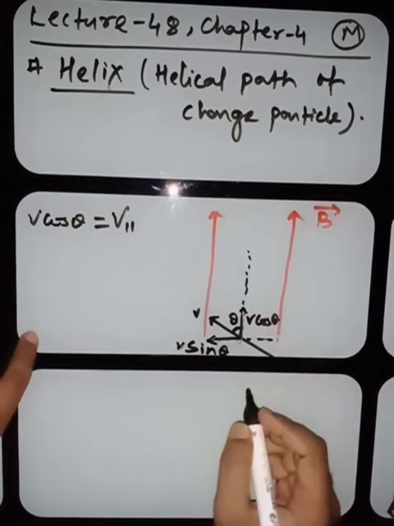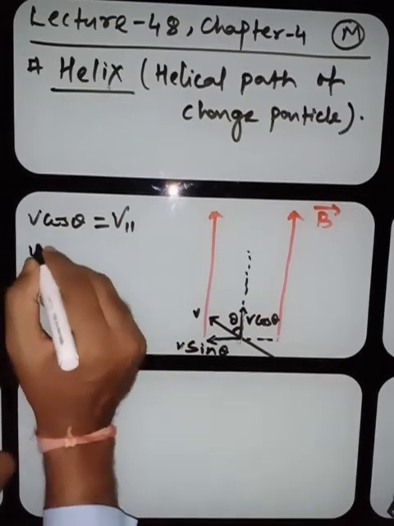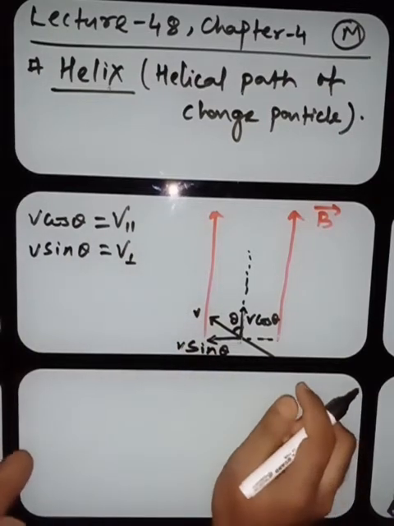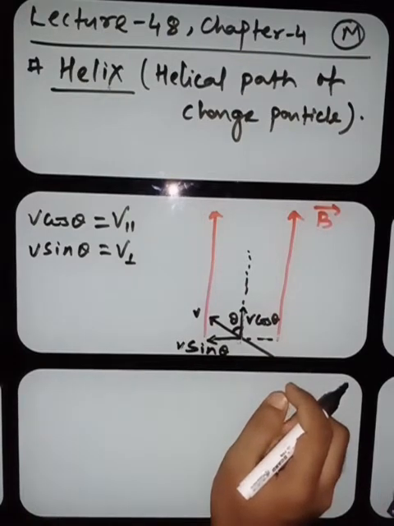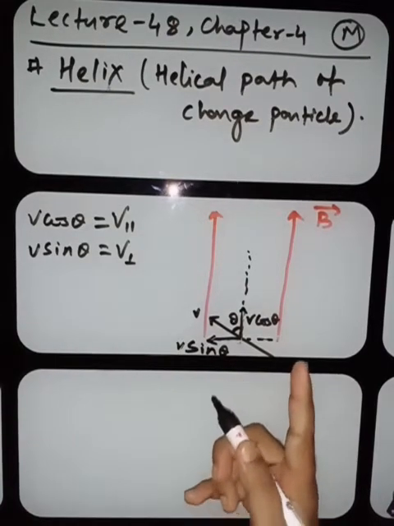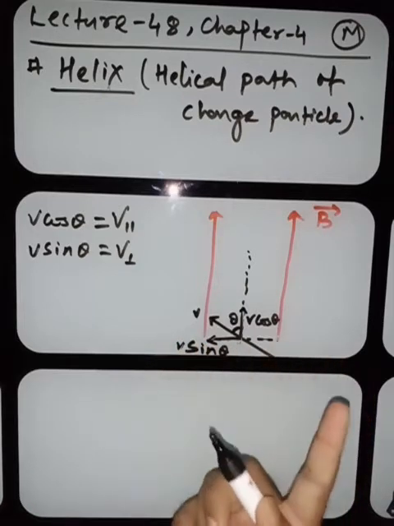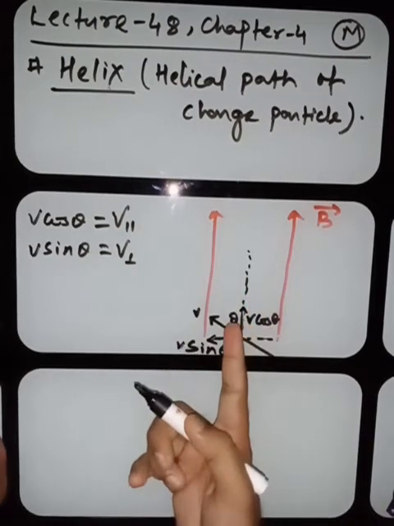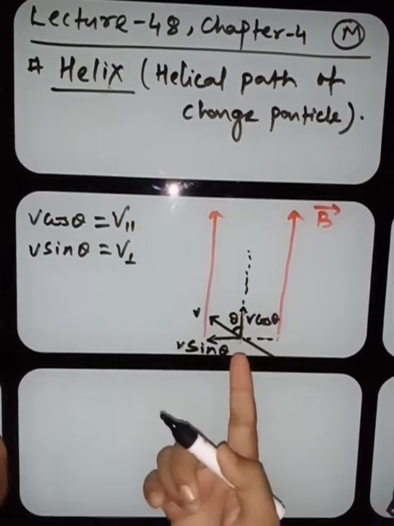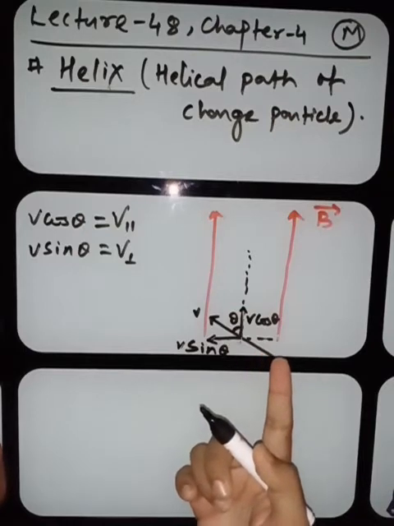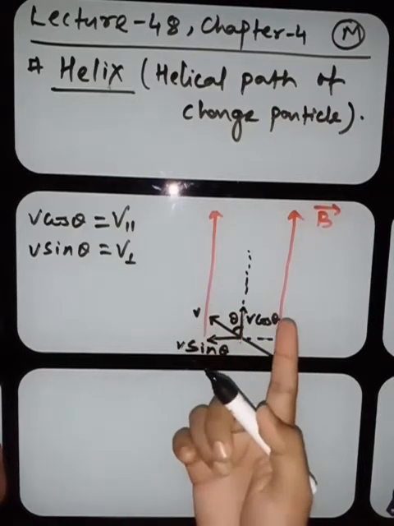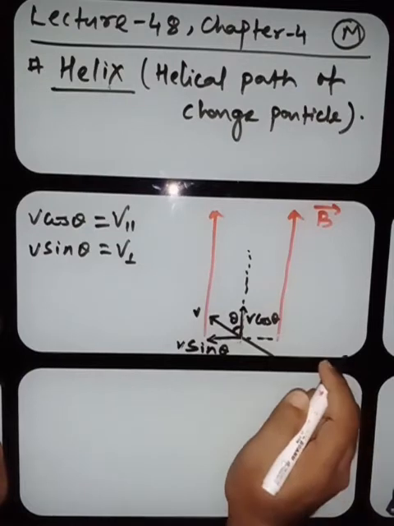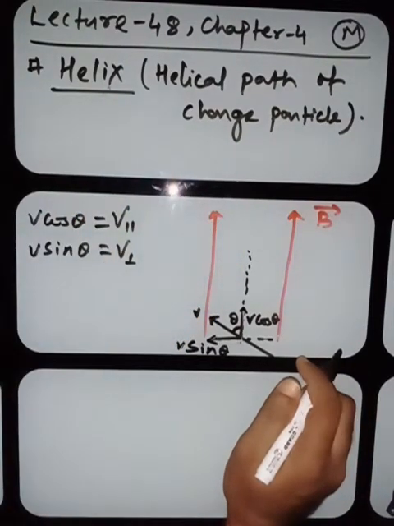Now, v sin theta is perpendicular to the magnetic field. Due to this v sin theta, the charged particle tries to move on a circular track. But while moving on the circular track, v cos theta will try to take this charge up. That's why the charge moves on a circular track but also goes up and makes a spiral, which is called the helix.